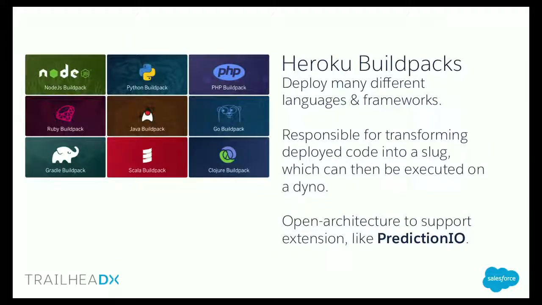So these buildpacks that I'm talking about at Heroku, essentially you could think of them as plugins or extensions that allow you to build and run all different kinds of languages on the Heroku platform. So here is a tile of our 9 supported languages. That's Node, Python, PHP, Ruby, Java, Go, Gradle, Scala, and Clojure. So the fact that we have a PredictionIO buildpack, it actually leverages that Scala buildpack under the covers, and we extend it in order to support the data science workflow that PredictionIO provides.